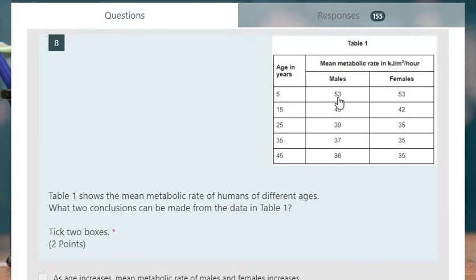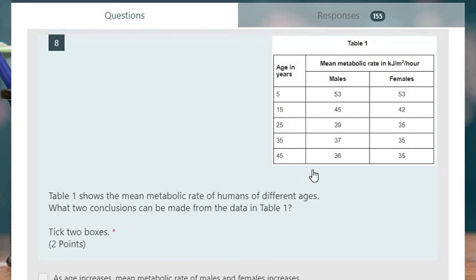So our original metabolic rate is 53. What we end up with is 36 at the age of 45. So first thing I need to do is work out the difference. So 53 take away 36 equals 17. That step gets you 1 mark. Then I need to turn it into a percentage.